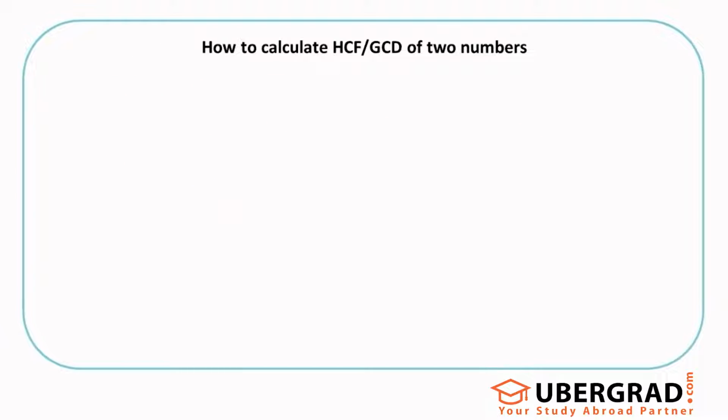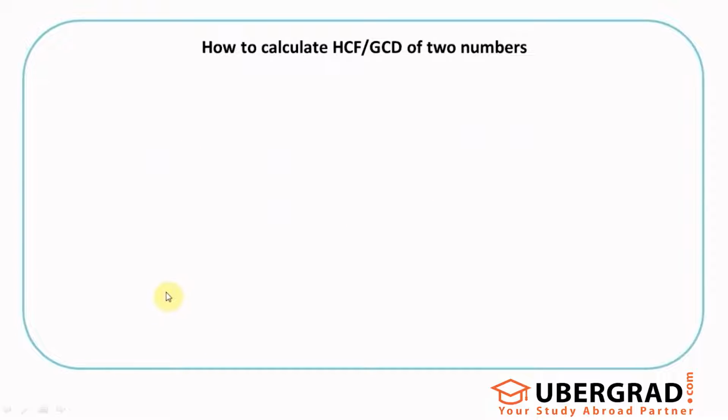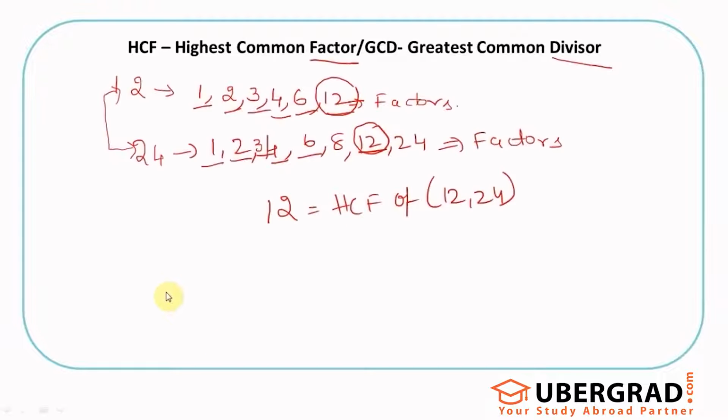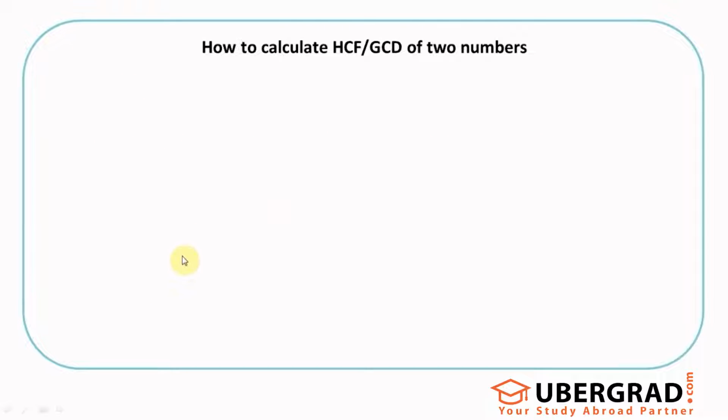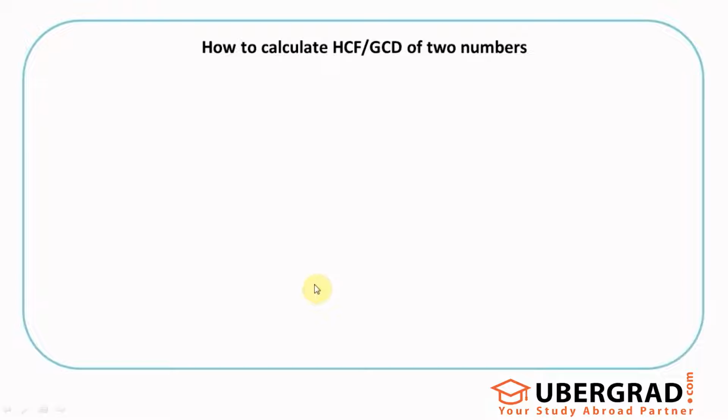Now let's get to how we calculate HCF and GCD. In the previous slide we talked about 12 and 24 and listed the factors. What will we do if the numbers are big, let's say 243 and 81? It will take you time to list out the factors. So there are multiple ways to find the HCF and GCD.